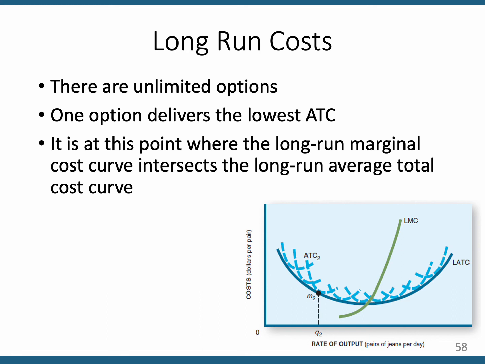And who says that those are the only sizes? There's an infinite number of sizes of plants you could choose to produce. That's what these dashed curves are, this multitude of U-shaped curves. These are short-run average total cost curves that you could choose from amongst for different size facilities. You could choose any size facility you want. And so the aggregate of these curves becomes the long-run average total cost curve, the darkened U-shaped curve that you see there. It is also U-shaped, and we're going to discuss why that would be the case.